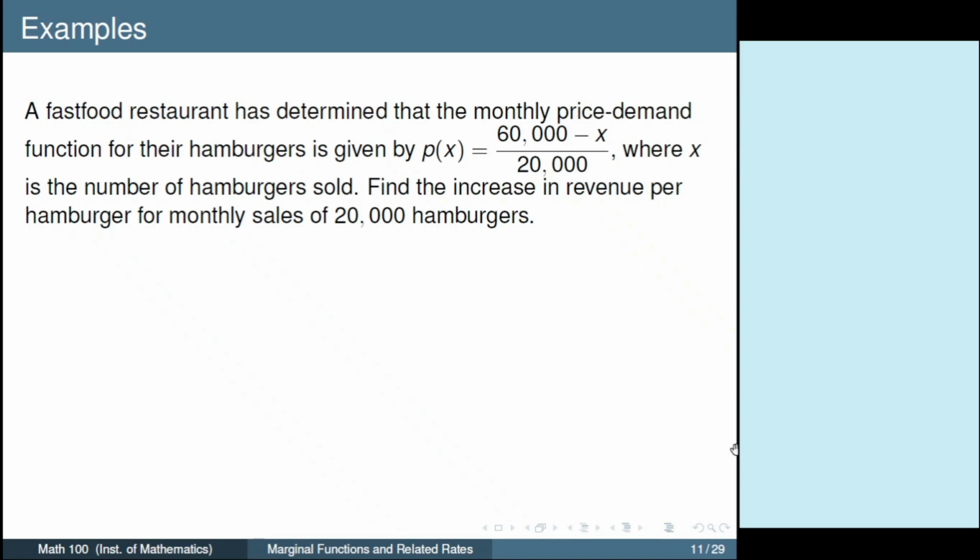Okay, we have a new example. A fast food restaurant has determined that the monthly price demand function for their hamburgers is given by p of x equals 60,000 minus x divided by 20,000. x here is the number of hamburgers sold. We want to find the increase in revenue per hamburger for a monthly sale of 20,000 hamburgers.